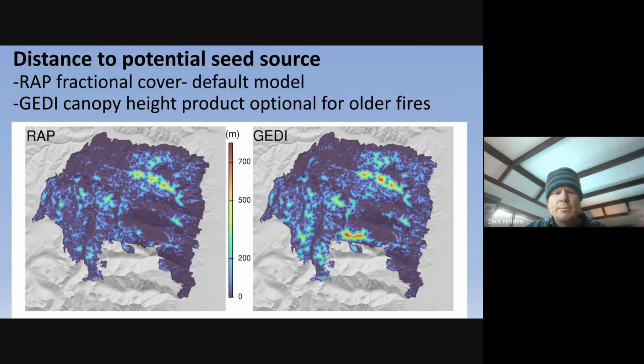And I think we all know, one of the core constraints on post-fire regeneration is distance to a potential seed source, at least for a lot of species. We're now using the RAP rangeland analysis platform data as our primary source for distance to seed source information. We also have an option in there using a GEDI canopy height layer for older fires. That data set's a little dated now, so we reserve it as an option. You can see, I think it's important to note there are pretty large differences for certain areas depending on which canopy cover product you use. So this is going to be one of the key inputs to any model, I think. Next slide.